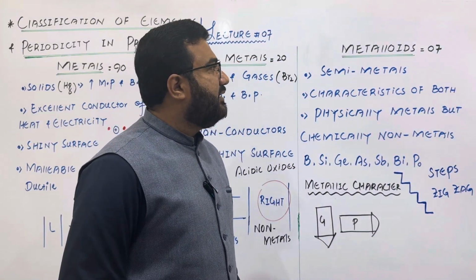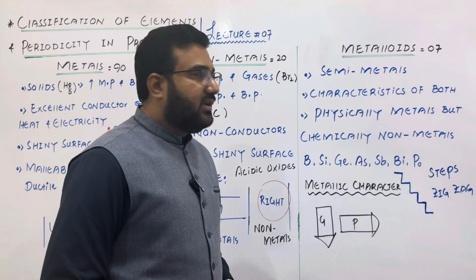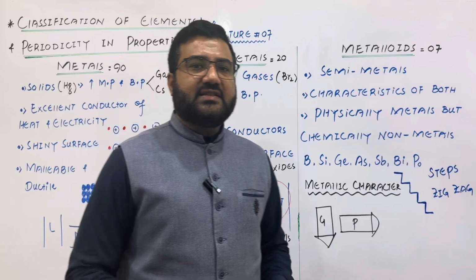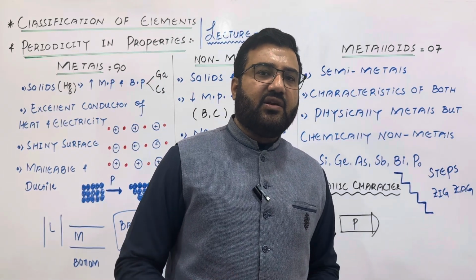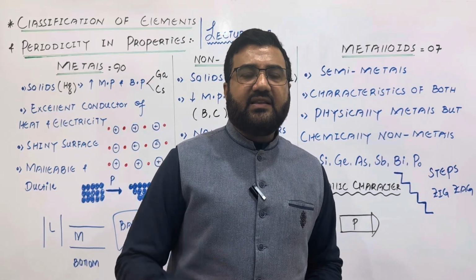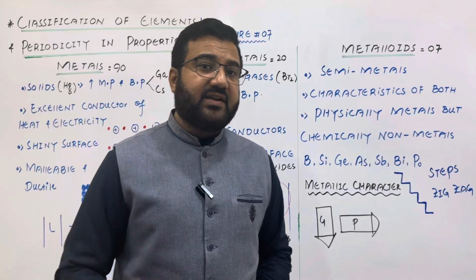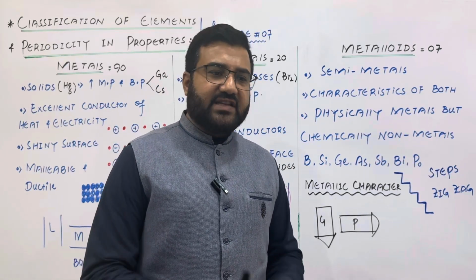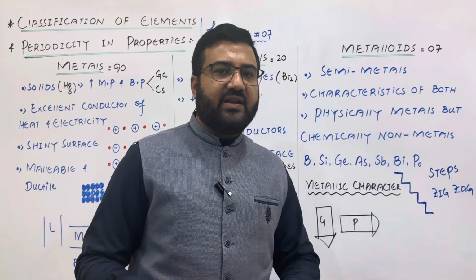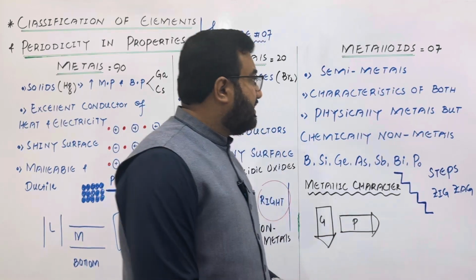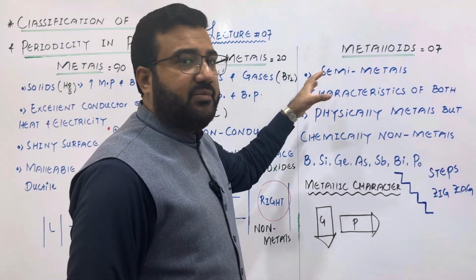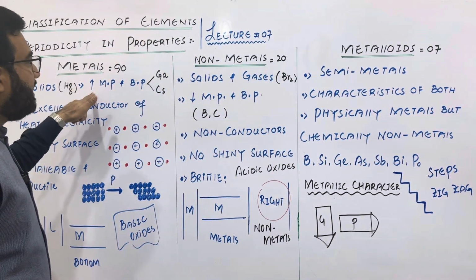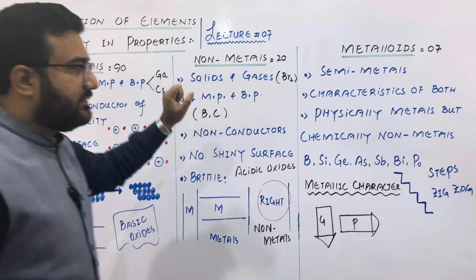Now, dear students, let us move towards the metalloids. Out of 118 elements, there are 7 metalloids in the periodic table. They are also called semi-metals, and they have characteristic features of both metals and non-metals. Sometimes physically they are very shiny. They look as if they are a metal, but chemically they are non-metals. And their characteristic features are in between the metals and non-metals, like their melting and boiling points are less than metals but greater than non-metals.